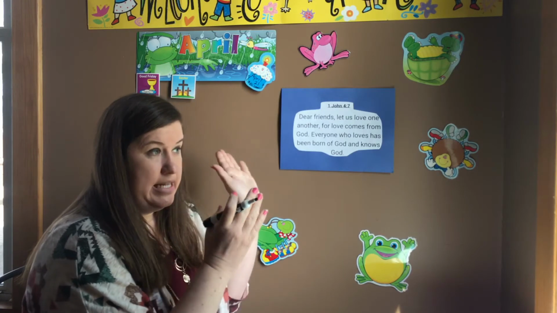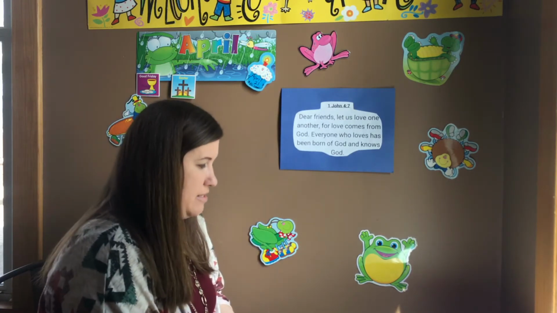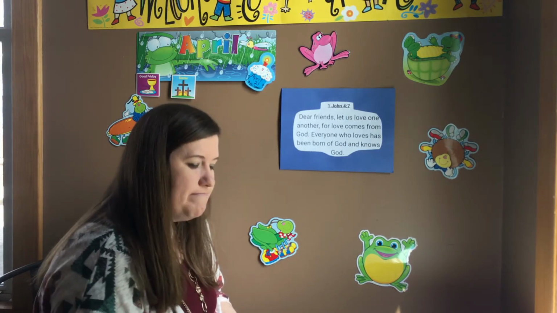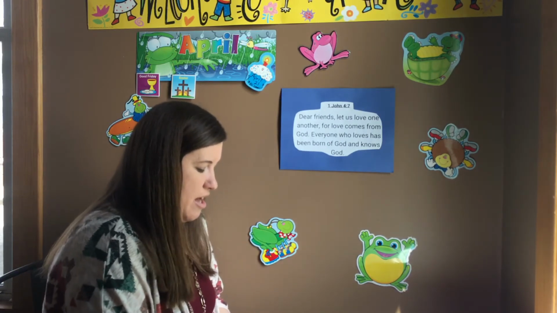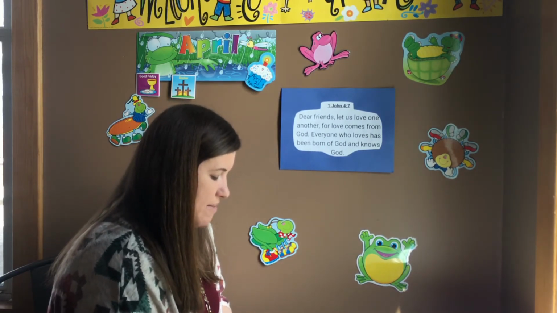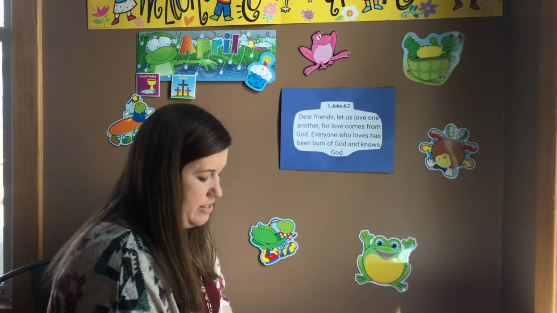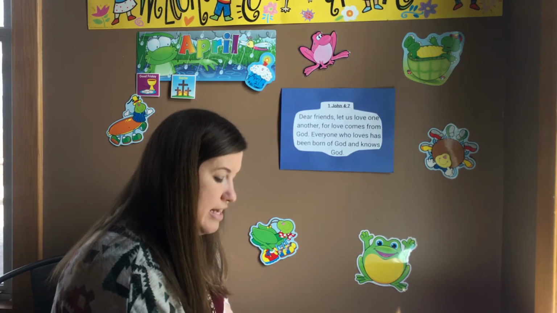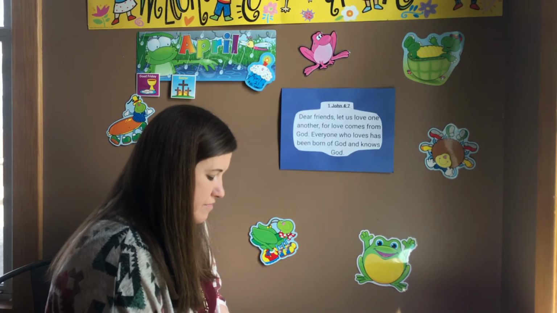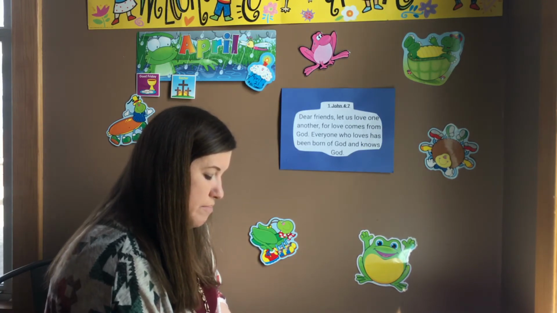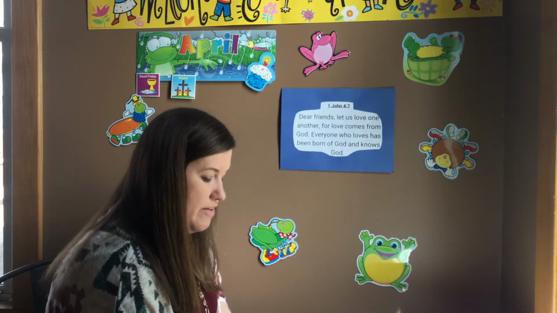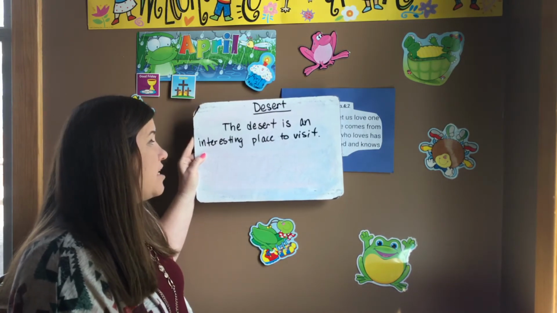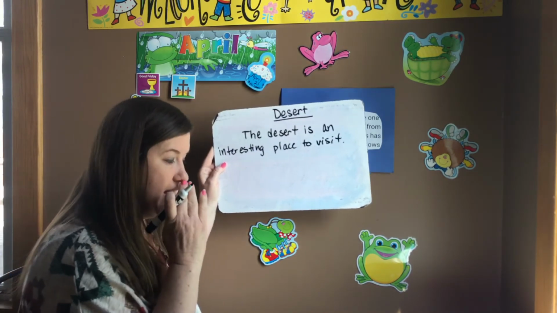Now remember, we indent, and that means scooch it over, the topic sentence. I can put my habitat, let's change it, because I've already told what the desert is my habitat. The desert is an interesting place to visit. That is going to be my topic sentence, and that is I'm going to share what is interesting about the desert.